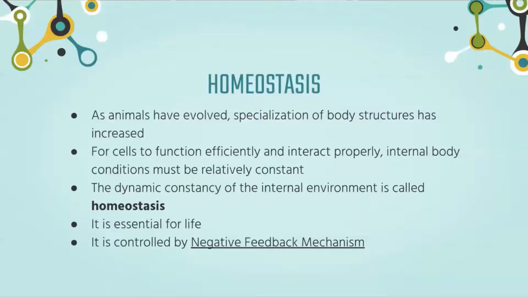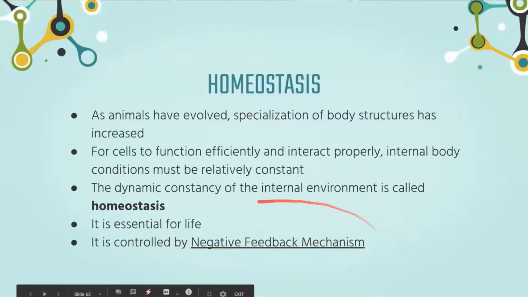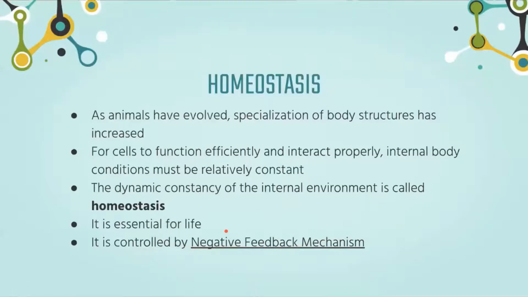And for our key terms, the most important one is the word homeostasis. It is the ability of a system or living organism to adjust its internal environment to maintain a stable equilibrium, such as the ability of warm-blooded animals to maintain a constant temperature. Alright, so in this slide, I included that homeostasis is controlled by a negative feedback mechanism, and I will tell you why it's controlled by a negative feedback mechanism.